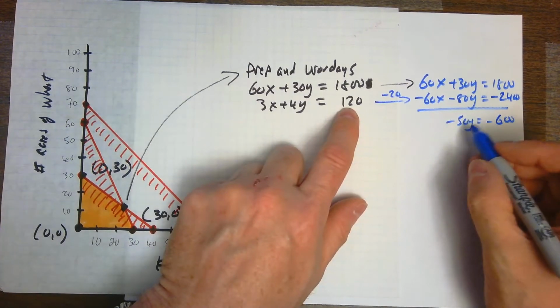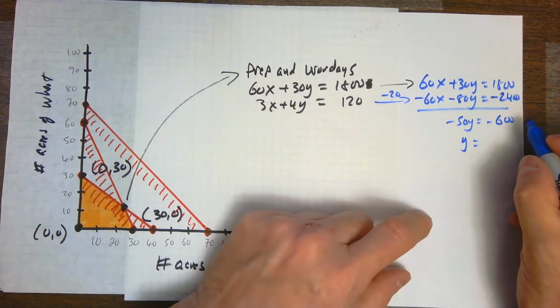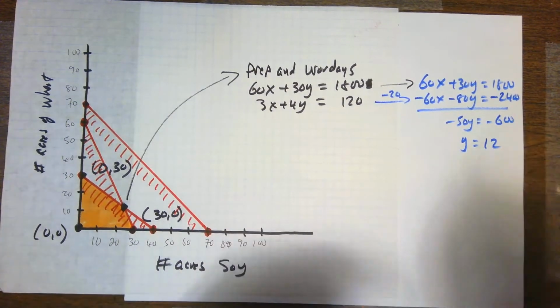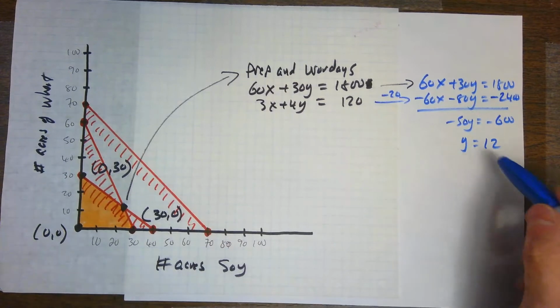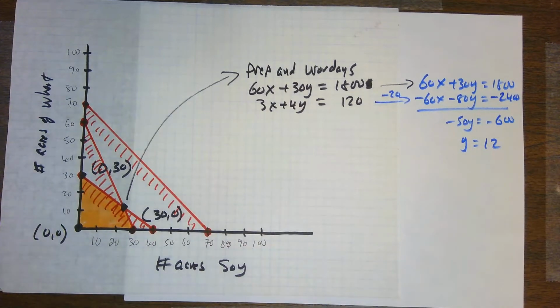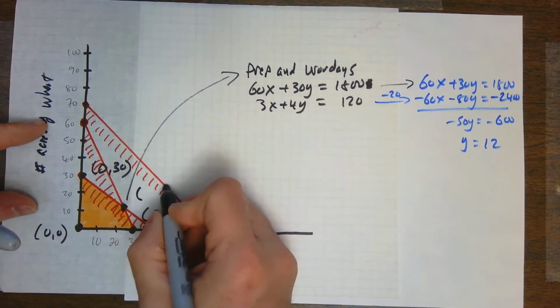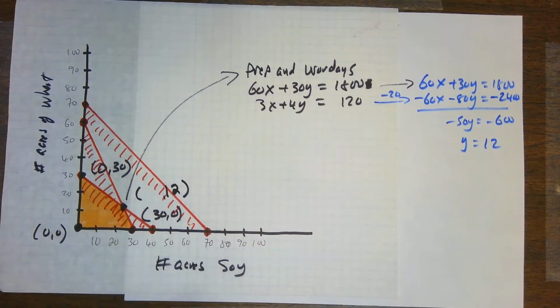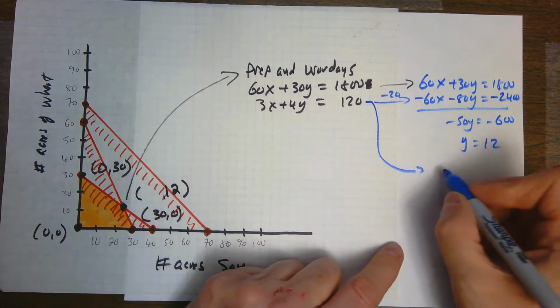Divide both sides by negative 50, and y equals, let's see, 60 divided by 5, 12. All right, so what does that mean, 12? Acres of wheat. So the y-value there, because y is wheat, is going to be 12. So something, 12. I don't know the x value. I need to find the x value. So I'm going to plug that back in. I'm going to use this equation.